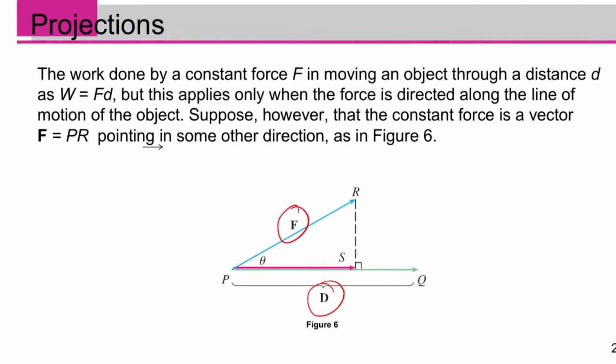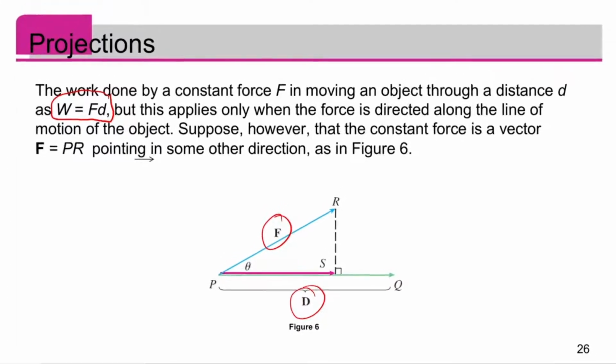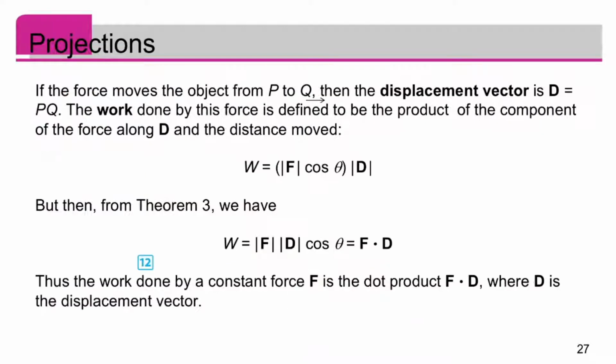And so when you're multiplying back in physics, you probably multiplied just force times distance and you got work. But in this case, the force is a vector, and so we're going to use the dot product to come up with the work for this one.